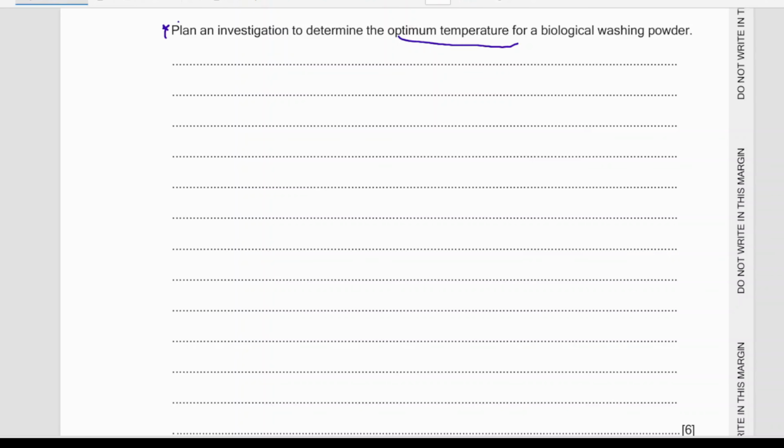Okay, the type of stain should be the same, and even the quantity of stain that you're putting on should be the same. Like if you're putting on some oil, then the volume should be the same for all stains. Or if you are putting on some blood stain for checking the activity of protease, then you have to put the same volume of blood on each cloth.